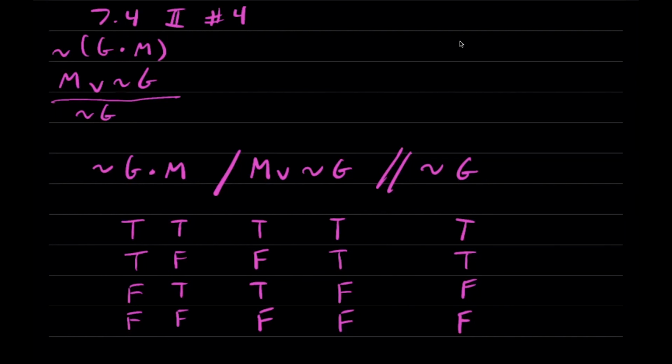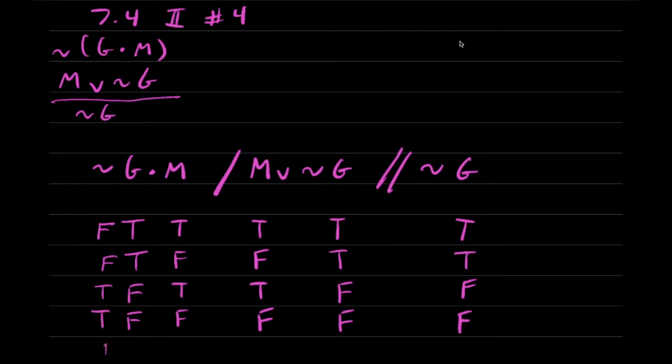We just know G. We don't have the negation of G yet. So start with the connector with the smallest scope, which is that tilde in front of the G. If G is true, that tilde will be false. And if G is false, that tilde will be true. Okay, now we can figure out the value for the dot.